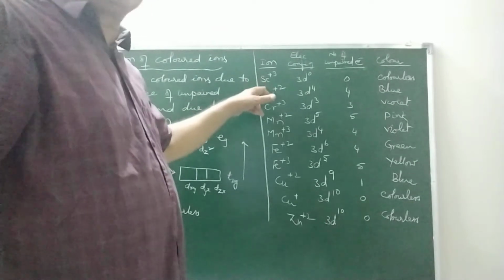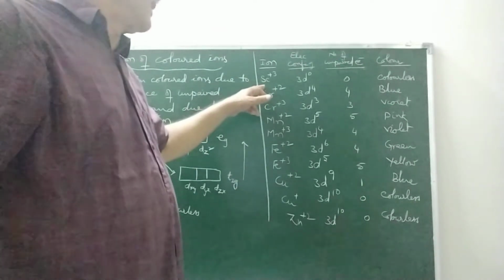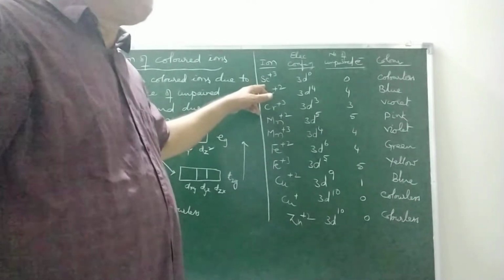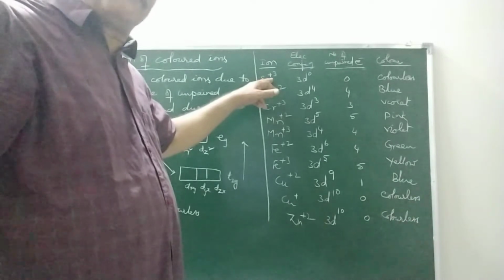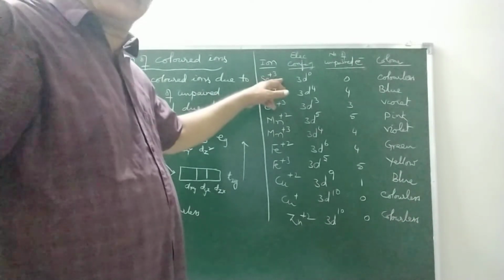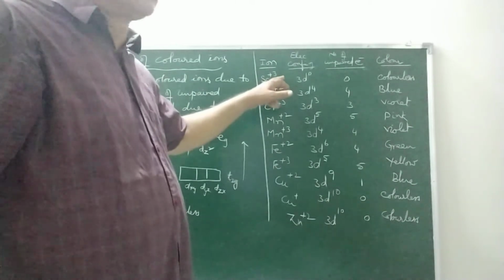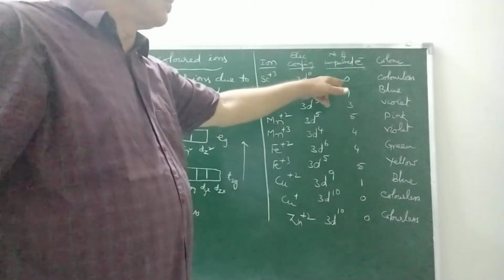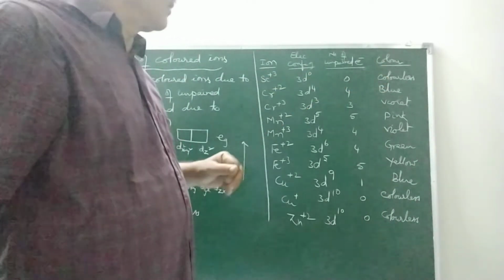If we take Sc+3, its outer electron configuration is 4s2 3d1. 3 electrons are lost. That means the 2 electrons present in the 4s orbital and 1 electron present in the 3d orbital. All 3 electrons are lost. So the configuration is 3d0 and the number of unpaired electrons is 0. So it is colorless.